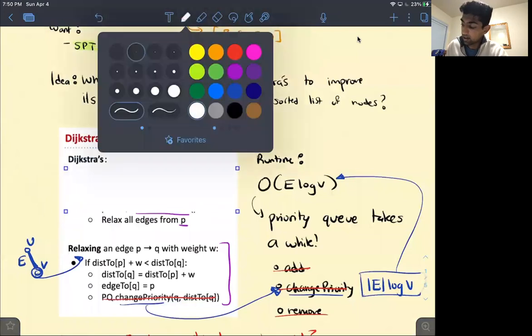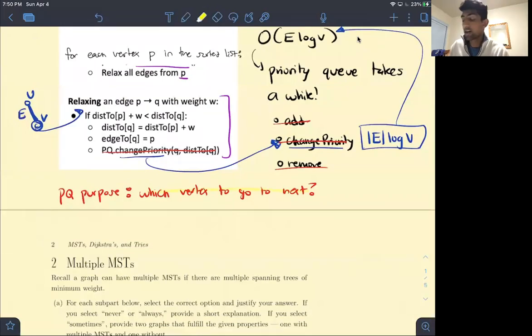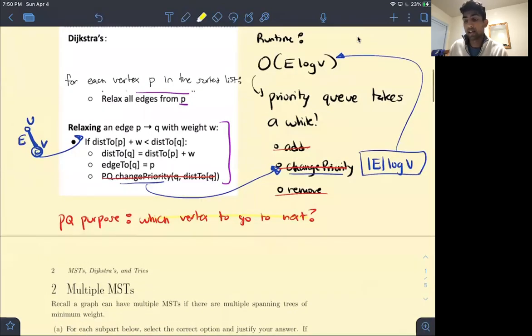Okay, and what we're going to do here instead is say: for each vertex P in the sorted list, relax all the edges from P. Okay, so that's the answer to the first problem of the exam prep worksheet. Just to recap, we're going to remove the priority queue operations from Dijkstra's, because the only purpose of the priority queue is to help us answer this question. And we know the answer to that question because of the sorted list of nodes, right?